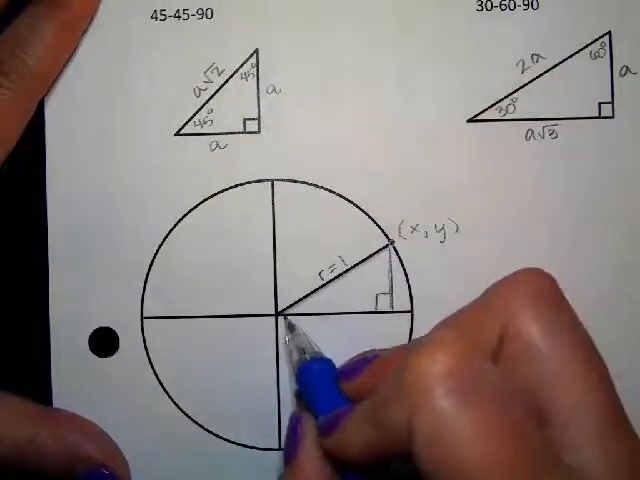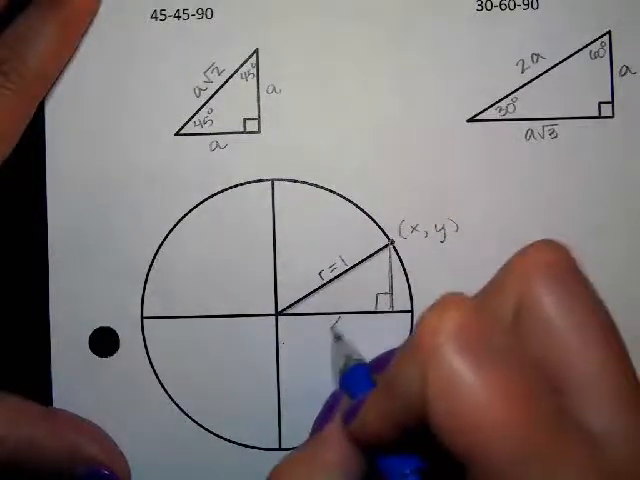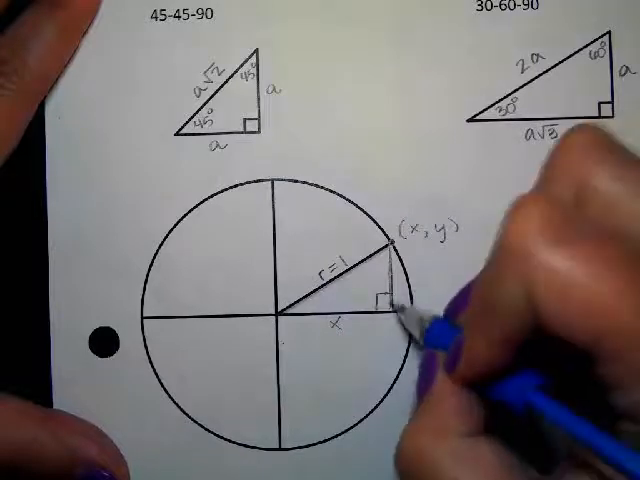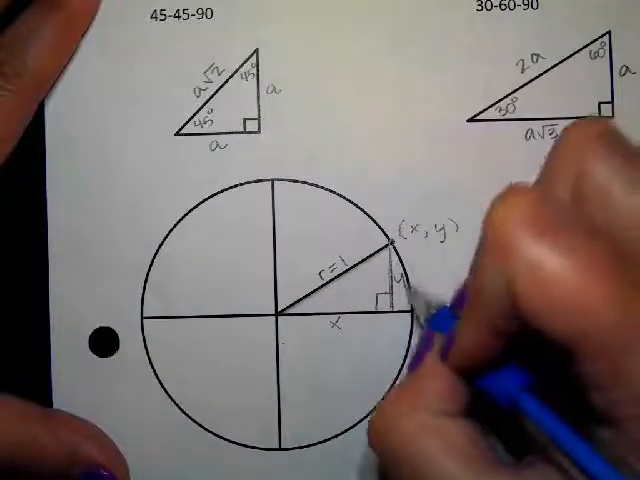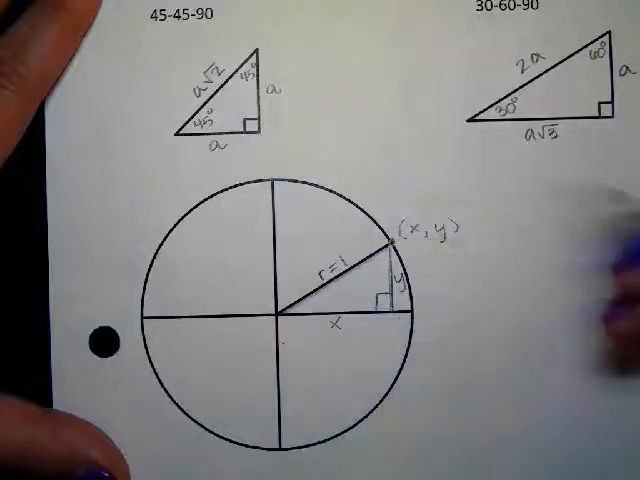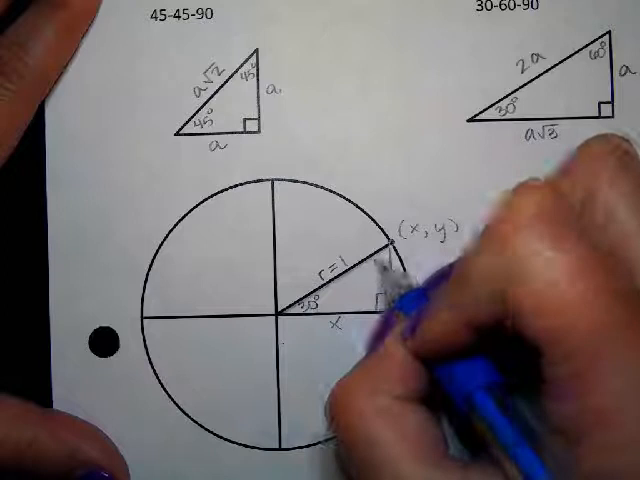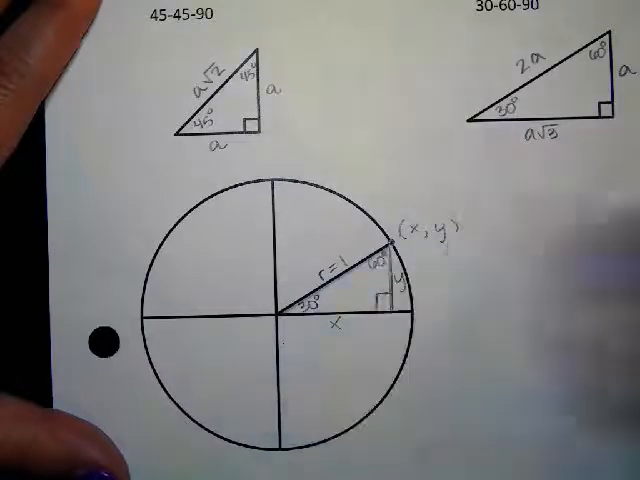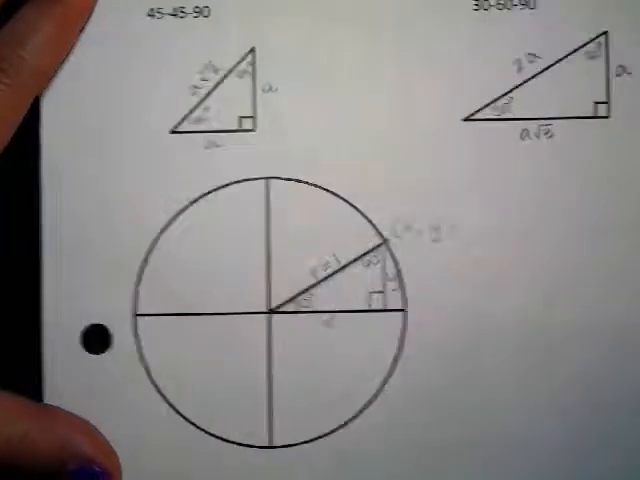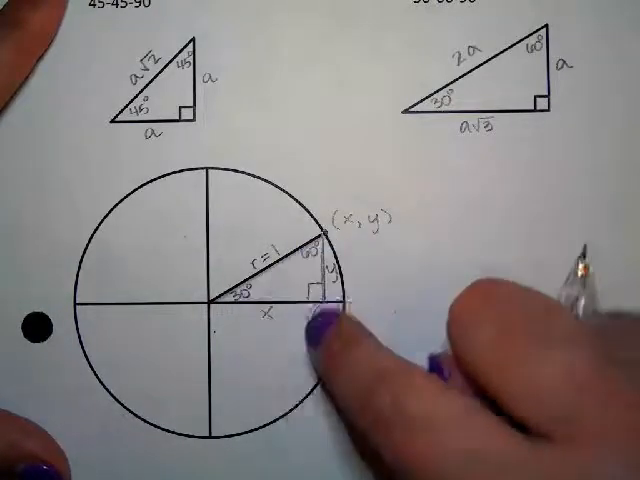And then you can see that to get to this point, I went right this amount, so this is going to be a length of x, and I went up this amount, so this is going to be a length of y. I went right x, up y, and I got to x, y. And right here, this is going to be a 30-degree angle, and up here, this is going to be a 60-degree angle.